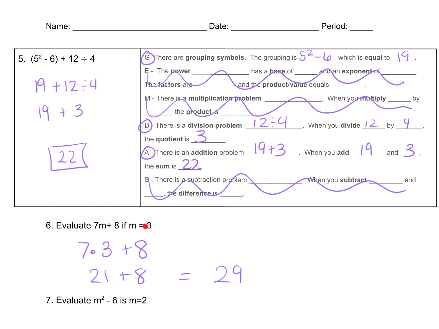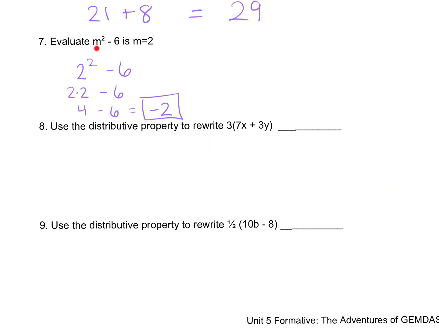Okay, you should have input 3. This means 7 times m, so 7 times m is 3. So 7 times 3 is 21. Then you should have added 8, so your answer is 29. Go ahead and do number 7. You should have inputted 2 into your variable. 2 squared is 4, so 4 minus 6 is negative 2.